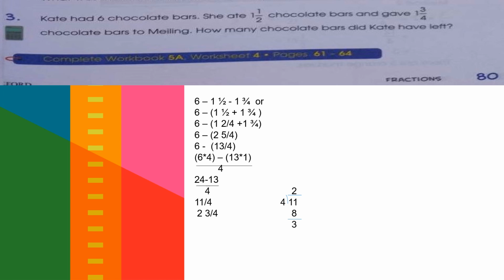Now here we have 6 over 1 minus 13 over 4, and the denominator is 4, so this 4 is going to directly multiply by 6 because the denominator of 6 is 1. So 6 into 4 minus, now 4 into 1 is 4, so 13 is going to be multiplied by 1. We have 6 into 4 is 24 minus 13 into 1 is 13, divided by 4, which is 11 divided by 4, and we are going to convert this fraction into a mixed number with the help of division. So we have 2 whole number 3 over 4 as our answer, or the chocolate bars left with Kate.